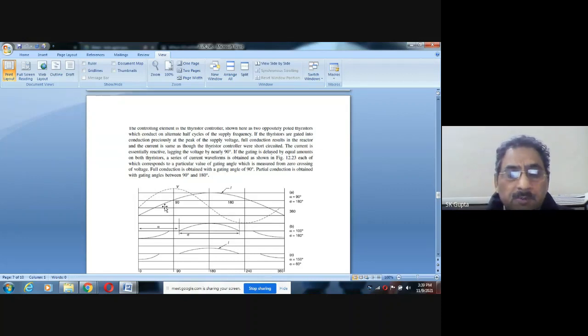Now depending, if the firing angle is done here, ये 90-degree है ना, if the firing angle of the thyristor is done at 90-degree, then the complete conduction current will be there. Conduction means thyristor will conduct for the entire period. So if the firing angle is 90-degree, then conduction angle will be full.